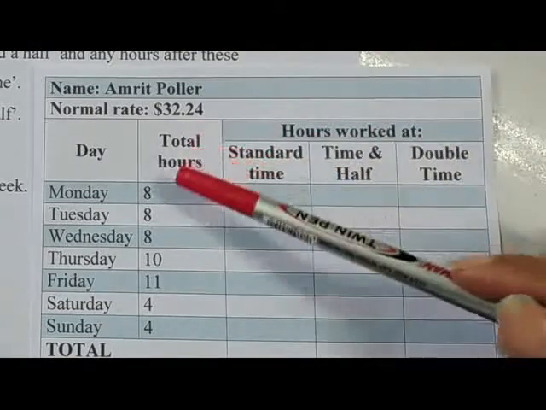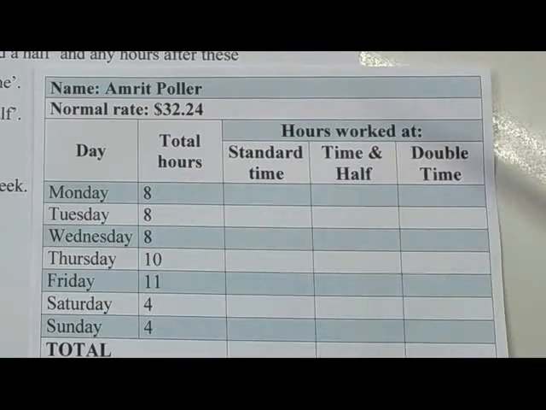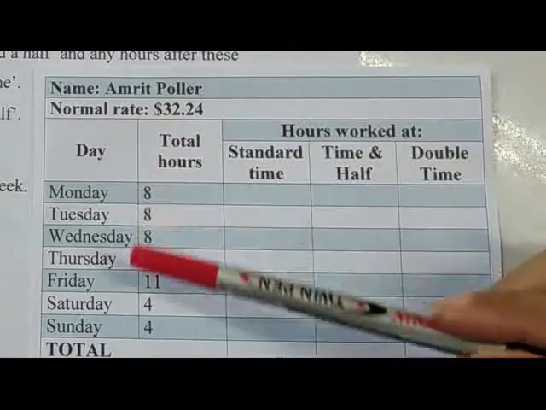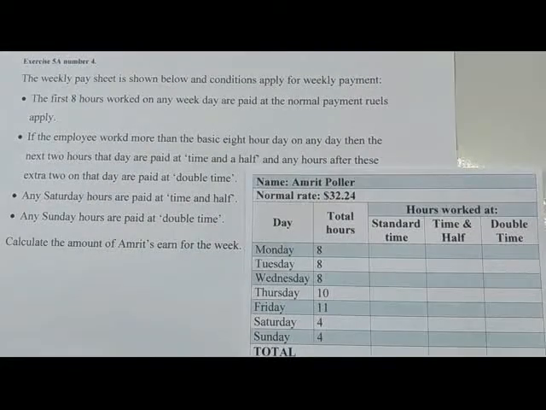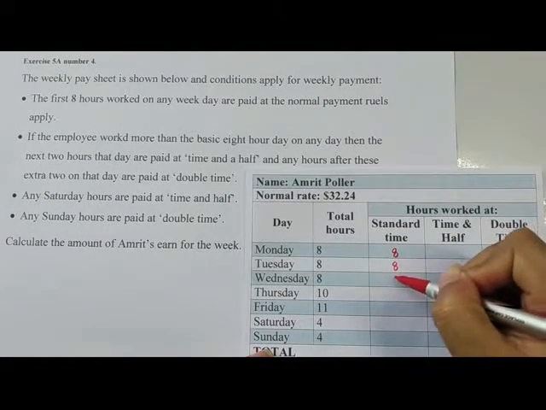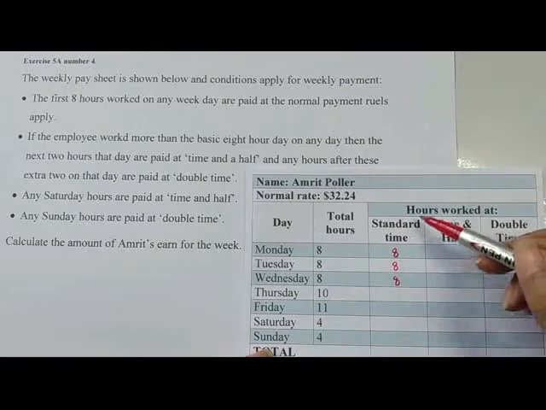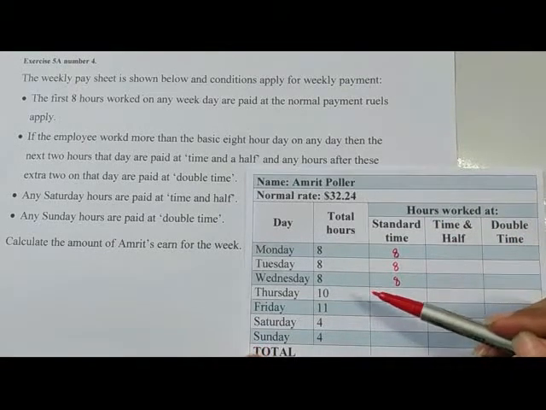For Monday, Tuesday, Wednesday, Thursday, and Friday, these days are weekdays. Apply the first rule: 8 hours worked on any weekday are paid normal payment. So 8 and 8, normal payment, paid at standard time. How about Thursday? Thursday is 10 hours.